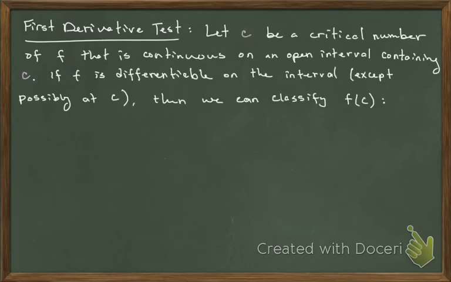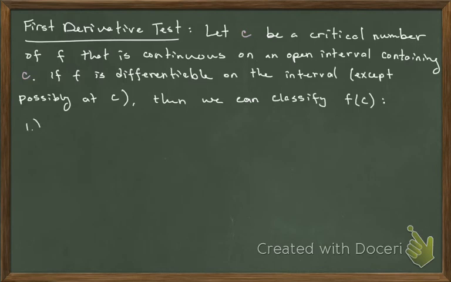Let C be a critical number of f that is continuous on an open interval containing C. If f is differentiable on the interval, except possibly at C, right? Remember that if C is a critical number, then the derivative can be undefined there. We can use information then to classify f of C, not f prime of C, but f of C. What is the function doing at C?